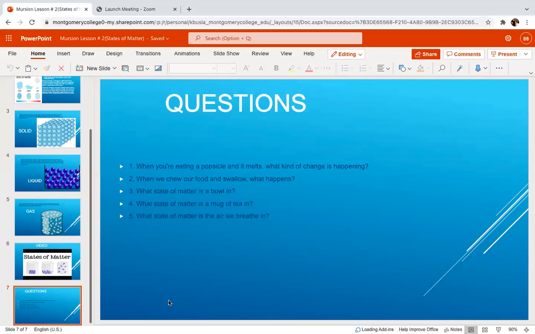Great job. When we chew our food and swallow, what happens? Yes, Ava. It goes inside of our bellies. Well, yes, but what kind of change happens? It goes from outside of our mouth to inside of our bellies. No, I mean, what kind of change happens? A physical change or a chemical change? Oh, I don't know. Okay.